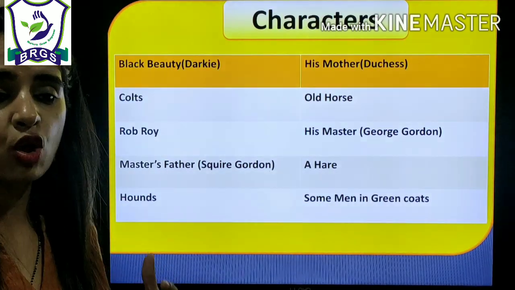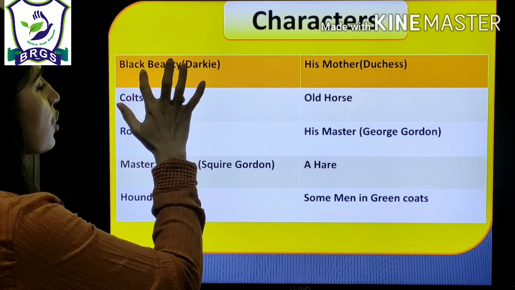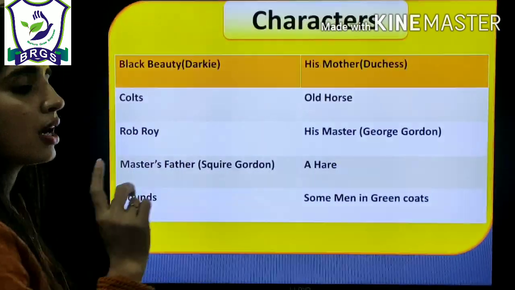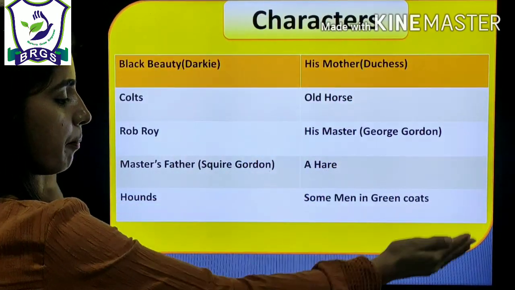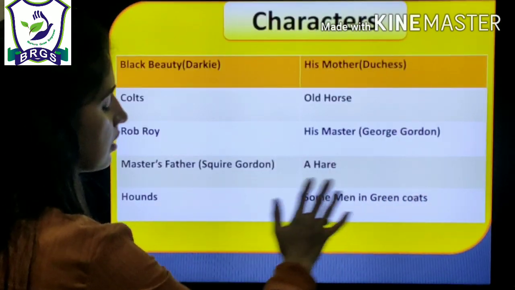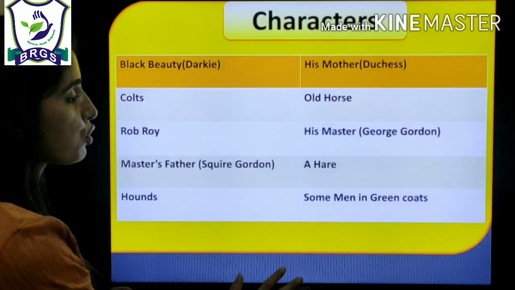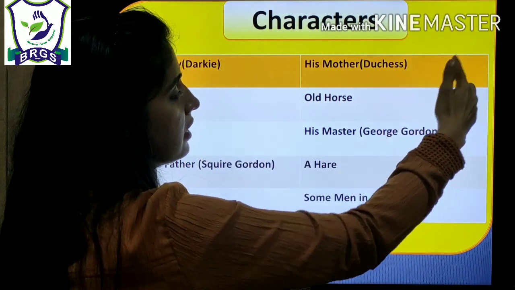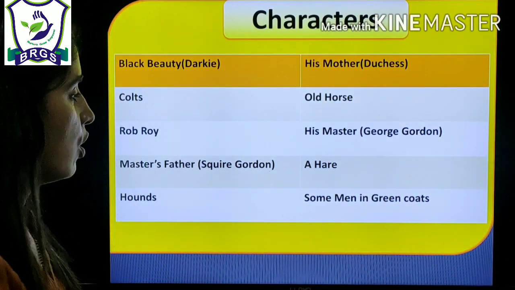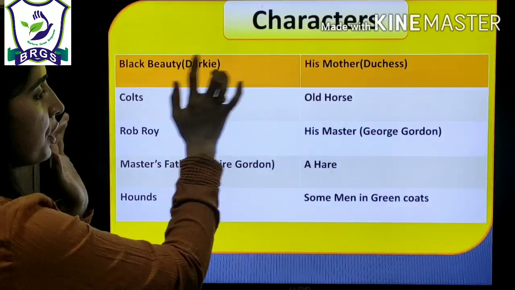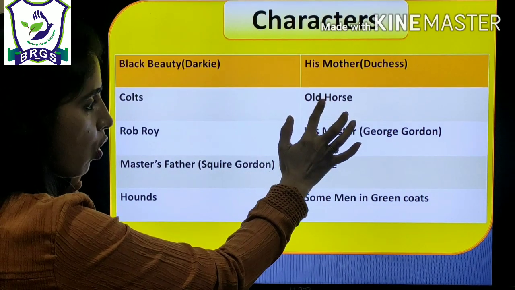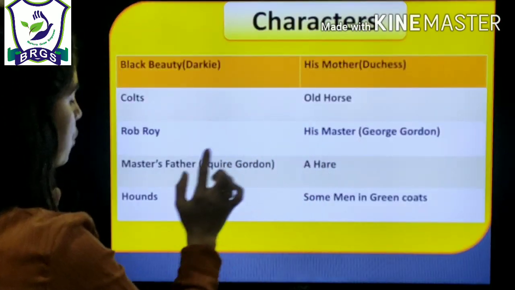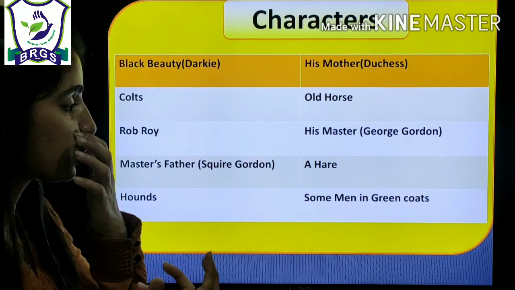What is the story? Let's talk about it in brief. The story begins when Black Beauty, the narrator, the horse, was only 2 years old. Suppose there are the meadows, grassland. This is the lower part of the meadows, and here the upper part of the meadows. There were some wheat fields, and there was also a stream, a river. So what happened? Black Beauty and his mother and some colts and an old horse, these four were standing in the lower part of the meadows, and Rob Roy, his master, and some other horses were also there with their masters.